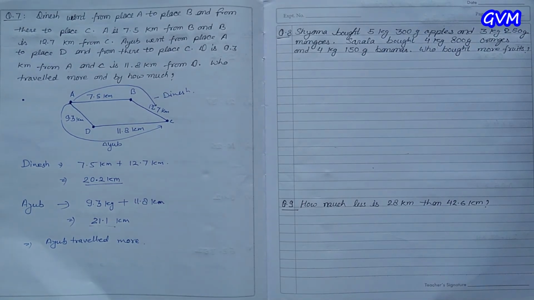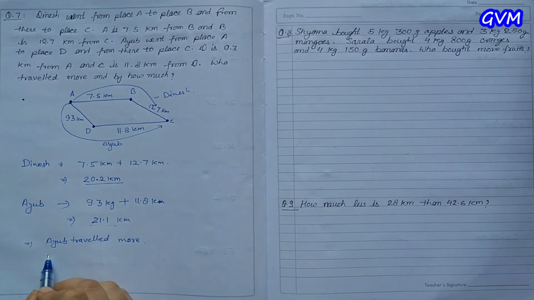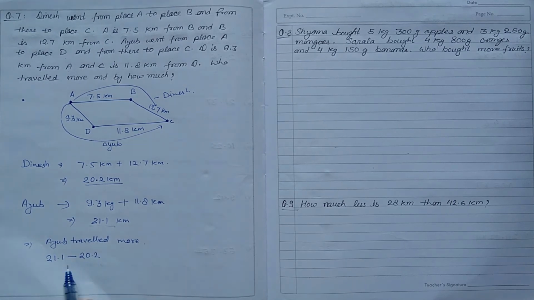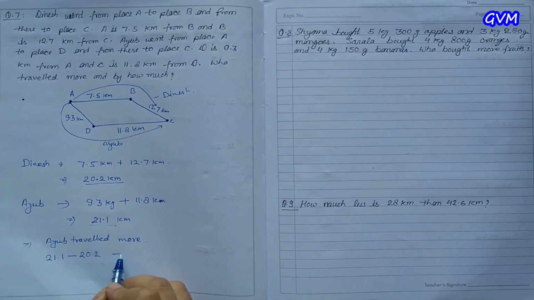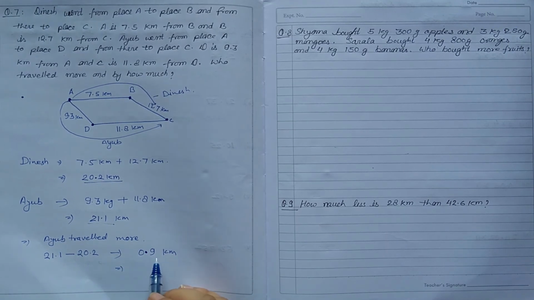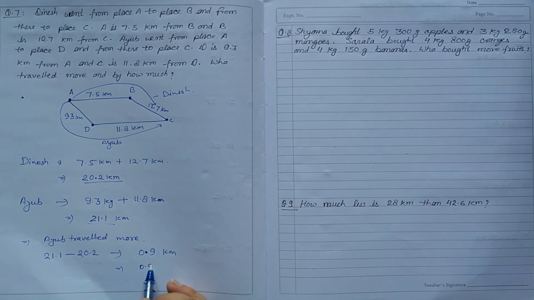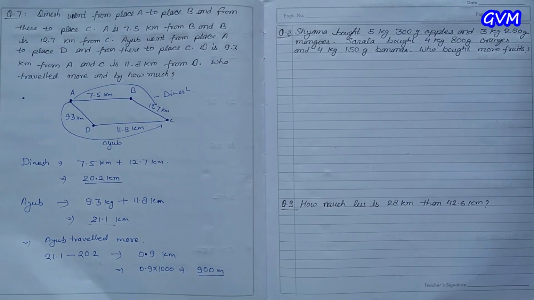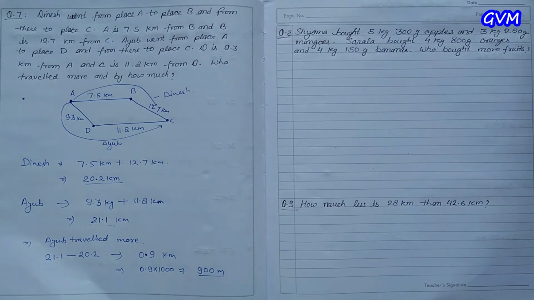By how much? Now we have to find out how much more Ayub traveled. For that we will subtract. We subtract Dinesh's traveling distance from Ayub's traveling distance. This will give us 0.9 kilometers. We can convert 0.9 into meters, so for that we have to multiply it by 1000. So 0.9 into 1000 gives us 900 meters. So Ayub traveled more by 900 meters.